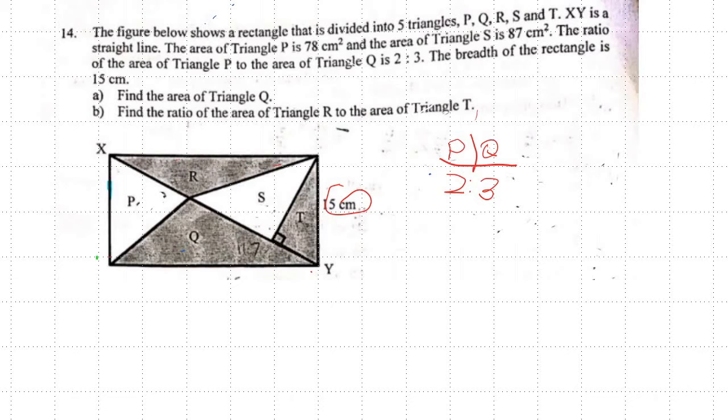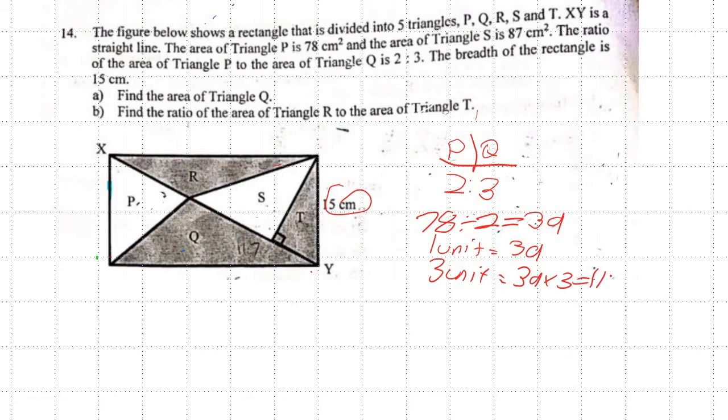So we know that the area of triangle P is 78 cm square. So 78 divided by 2 equals 39. And then we know that 1 unit equals 39, and then 3 units equals 117. So 39 times 3 equals 117.